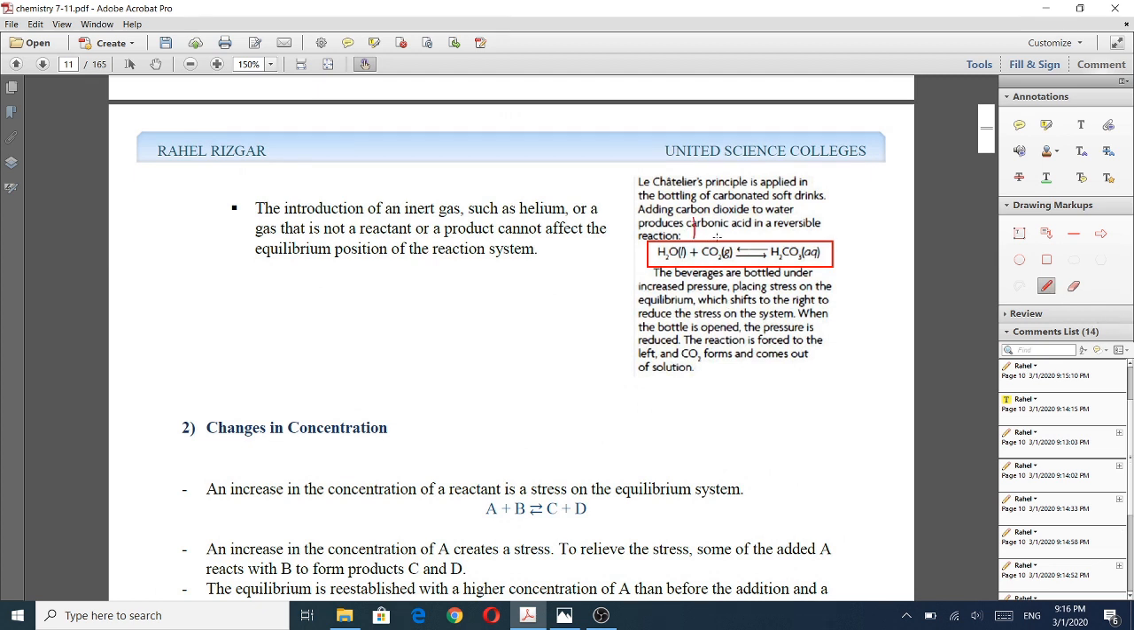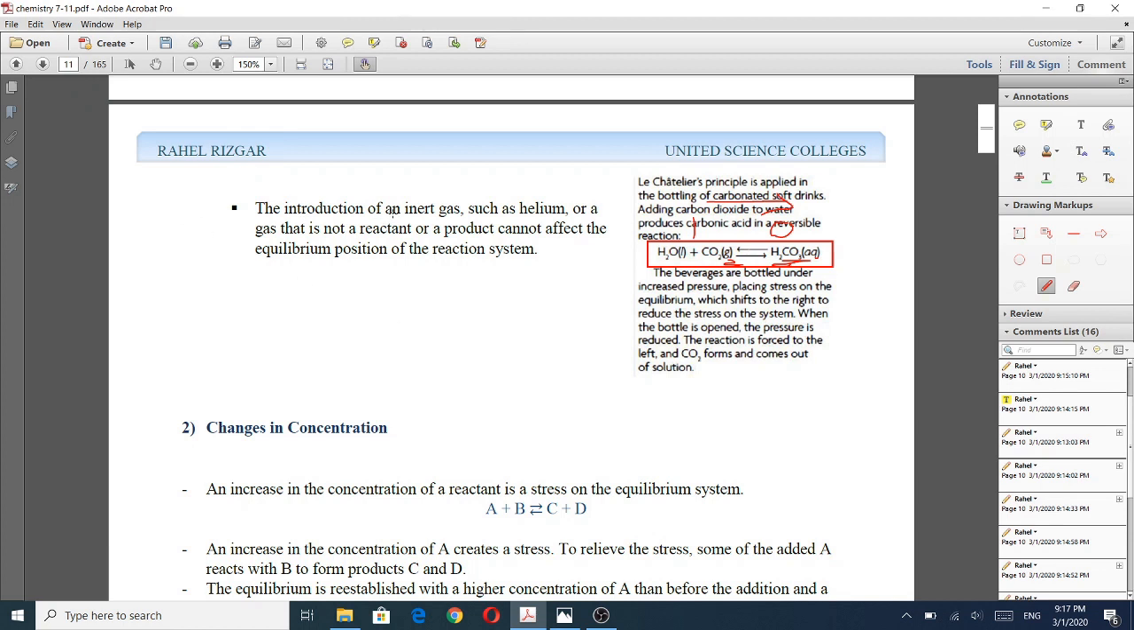So we only have 1 mole of gas here and 0 moles of gas on the product side. As you can see, it's in aqueous state, while this one is only 1 mole of gas. So by increasing pressure, the direction of the shift will be towards the right side, while by decreasing pressure, the reaction will shift towards the left side, just like we studied in chapter 1.